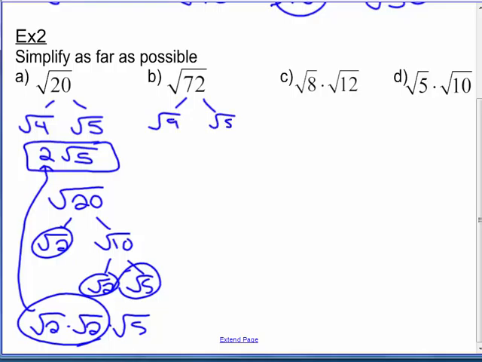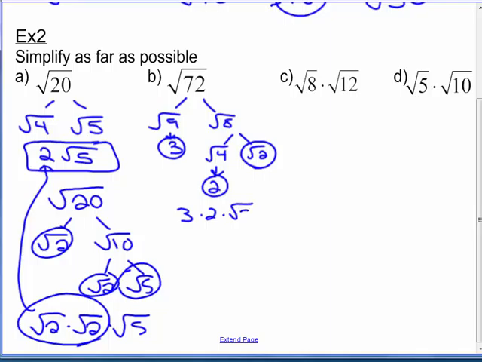In B, I'm going to break it into 9 and 8. Now, the square root of 9 is 3. The square root of 8, well, I can break that down into the square root of 4 and the square root of 2. What is the square root of 4? That's 2. So I have 3 times 2 times the square root of 2. 3 and 2 is 6, so I get 6 root 2.